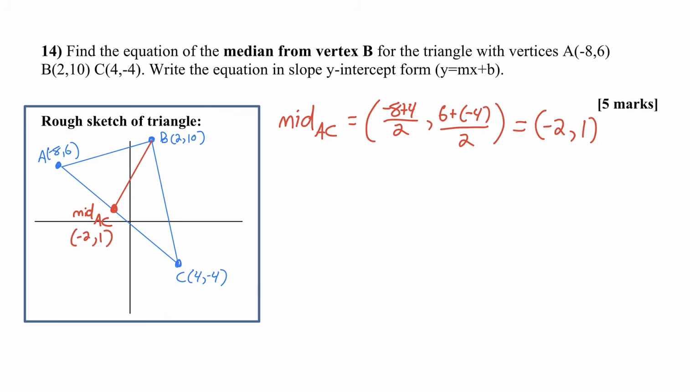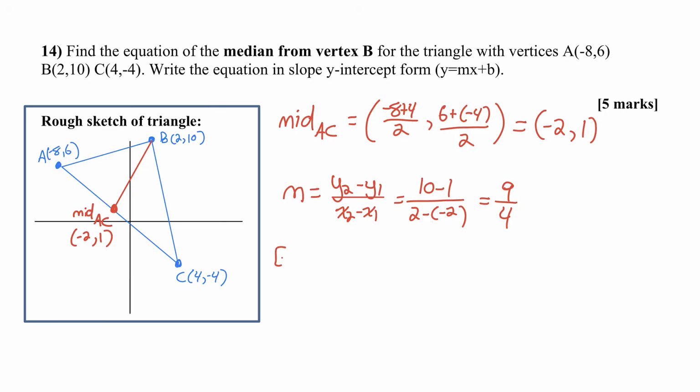So now I just want the equation of this red line, which is the line that connects those 2 points. Let me find the slope of that line using the slope formula, which is just change in y over change in x, or y2 minus y1 over x2 minus x1. So I just need to find the change in the y coordinates, 10 minus 1, and divide that by the change in the x coordinates, 2 minus negative 2. That gives me 9 over 4 as the slope of the median.